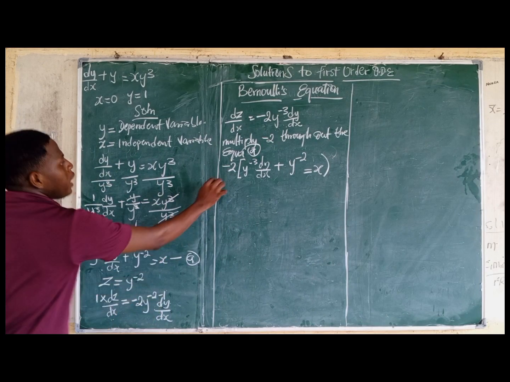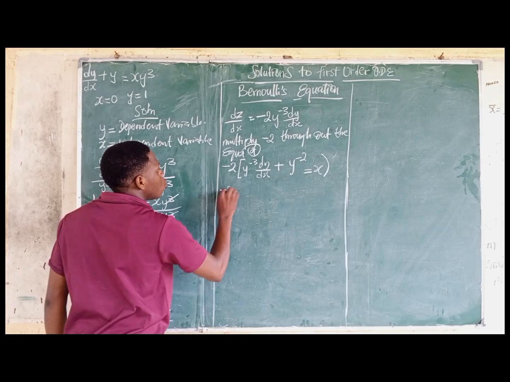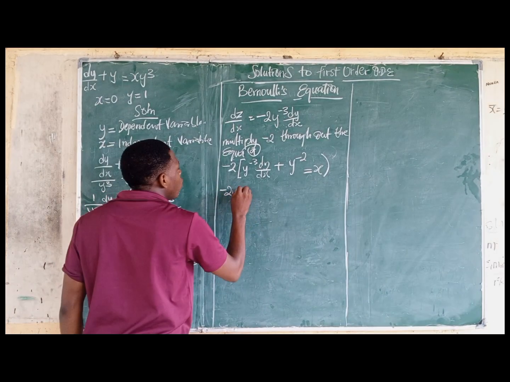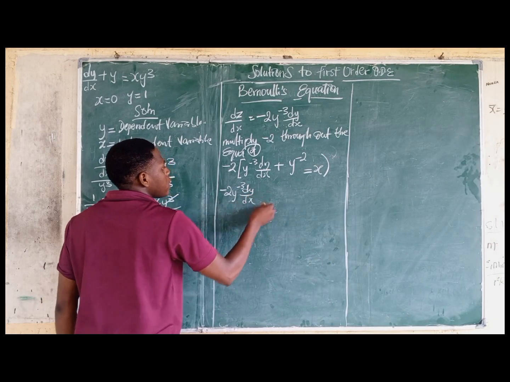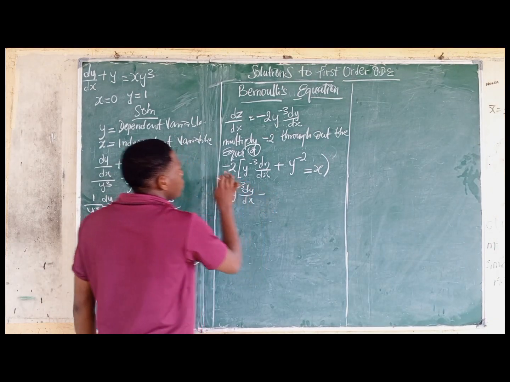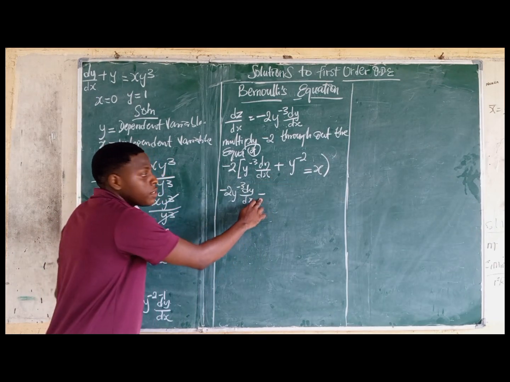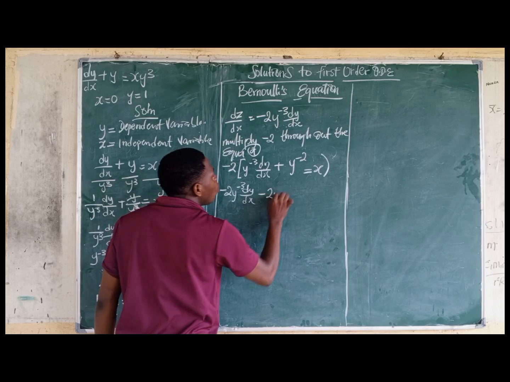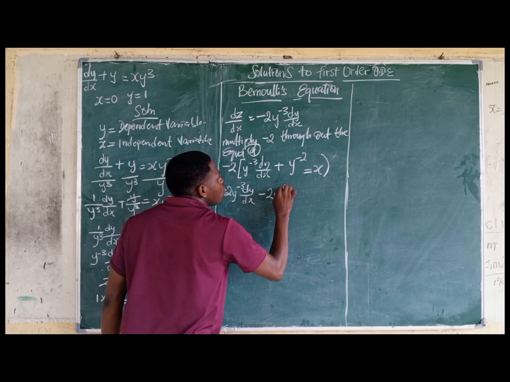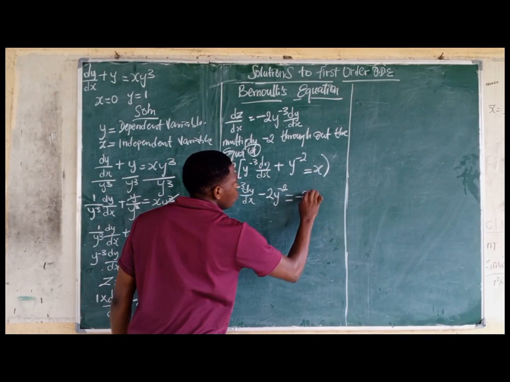Now, if we take these two into this equation, we'll have minus 2y raised to the power of minus 3 dy over dx. Minus, because the minus is knocking out this positive sign, we are left with a negative sign. And this is equal to minus 2y raised to the power of minus 2. And this is equal to minus 2x.